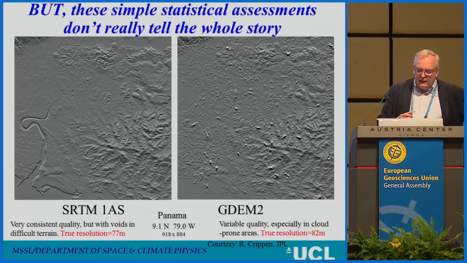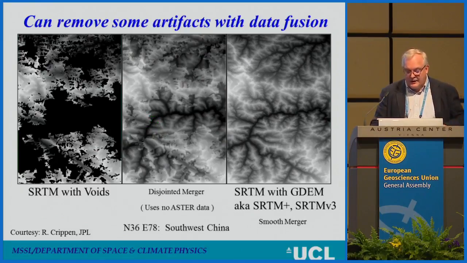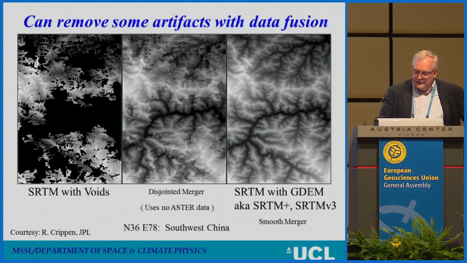So we have now these global data sets, and now what we can do is we can merge the two. In some cases, there's one particular one in the middle here, where you can see the merge isn't a very good job. You know, the one has a different height relative to the other one. The one on the right is the one that's now released, also known as SRTM Plus, which is the one that I would recommend for doing any scaling studies at all on.